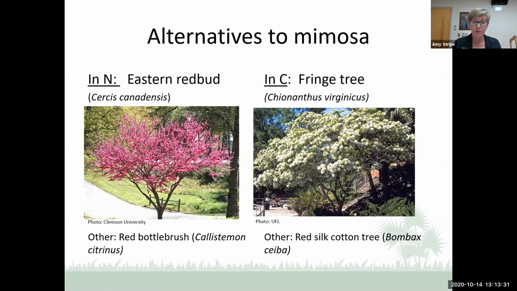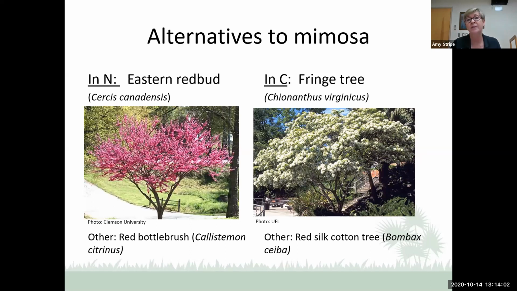Now, I have to caution you with the bottlebrush because there is the weeping bottlebrush, used to be called Callistemon viminalis. It has been reclassified as Melaleuca viminalis and is considered a high invasion risk throughout the state. So if you're going to opt for any of the bottlebrushes, make sure you get a species that is safe. In Central Florida, I picked the fringe tree as an alternative to mimosa.